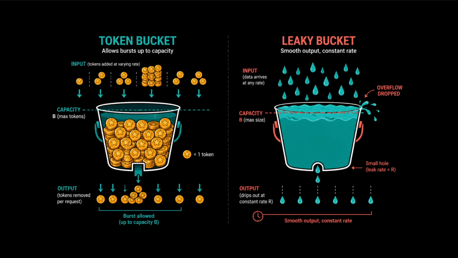This is super useful when the downstream system can't handle bursty traffic. Imagine a payment processor or a database that needs predictable, even load. Token bucket is flexible and leaky bucket is disciplined. Keep that in your mind.